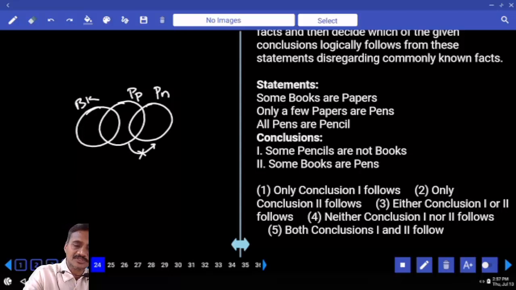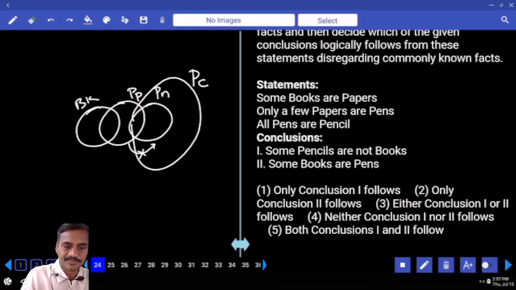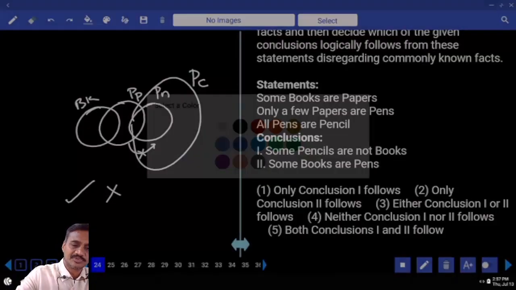And all pens are what? All these pens are pencils. Then the first one, some pencils are notebooks, that is definitely true. And some books are pens, that is false. Then the first one is a negative conclusion: all pencils are books. Is it possible to write all pencils under these books? Yes, we can represent it like this.